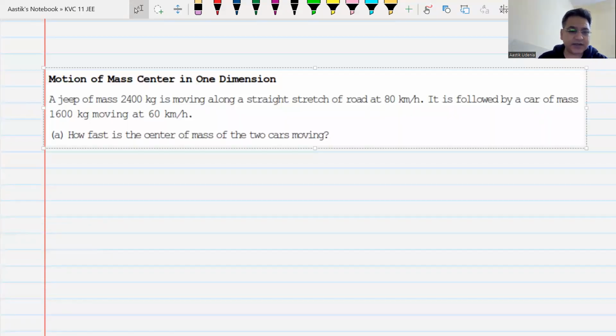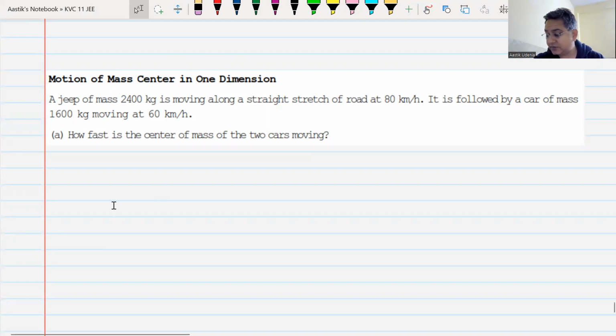A jeep of mass 2400 kg is moving along a straight road at 80 kilometers per hour. It is followed by a car of mass 1600 kg moving at 60 km per hour. How fast is the center of mass of the two cars moving? So basically, you have to find the velocity of the center of mass. Can you do this question? I'll give you 1 or 2 minutes to solve it.